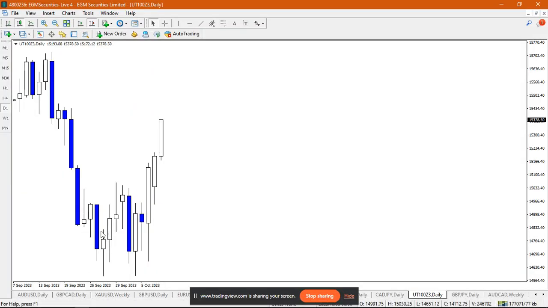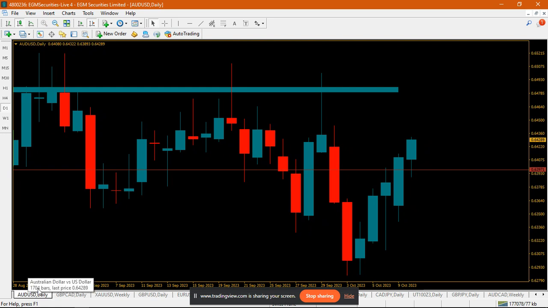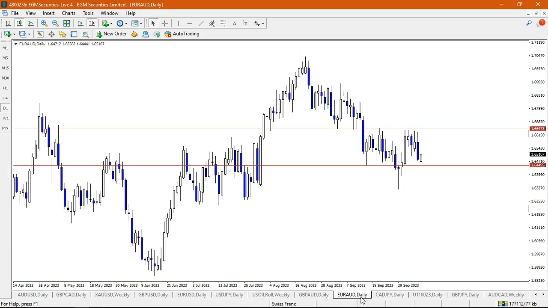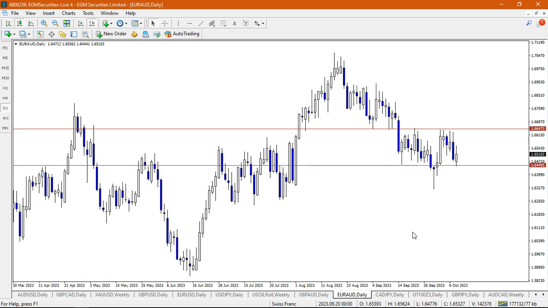So today we are going to be looking at Euro AUD. Here we go. Right, that's Euro USD. So Euro AUD, here it is. Okay, what about this chart?